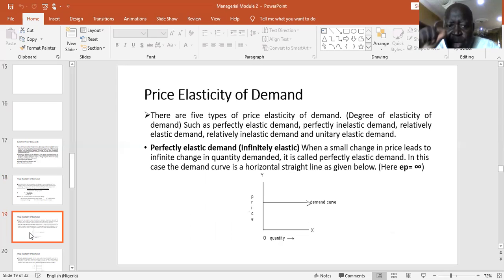Perfectly elastic demand, infinitely elastic. When a small change in price leads to an infinite change in quantity demanded, it is called perfectly elastic demand. In this case, the demand curve is a horizontal straight line as given below. Look at the line, the demand curve, DD. Any change in price upward will mean zero demand. Any change in price lower will mean infinite demand. So you cannot alter the price in this situation. Any movement in price will lead to either complete abandonment of the product or purchasing everything in the market.